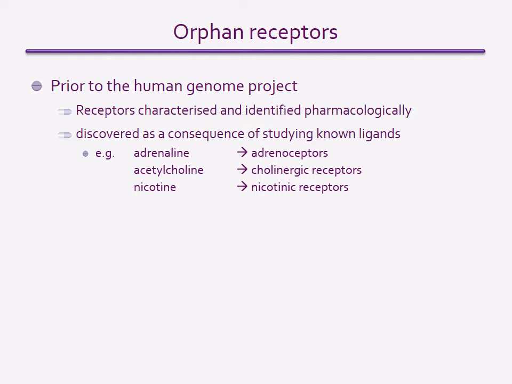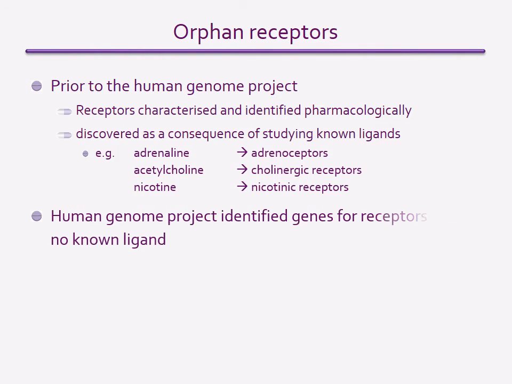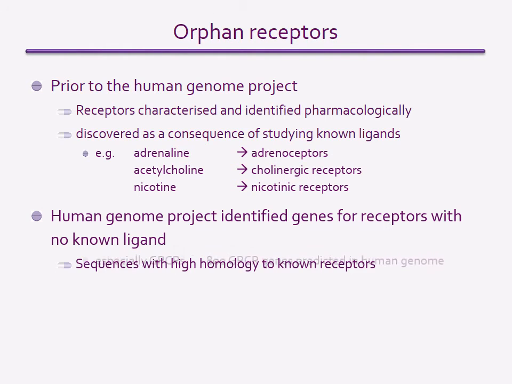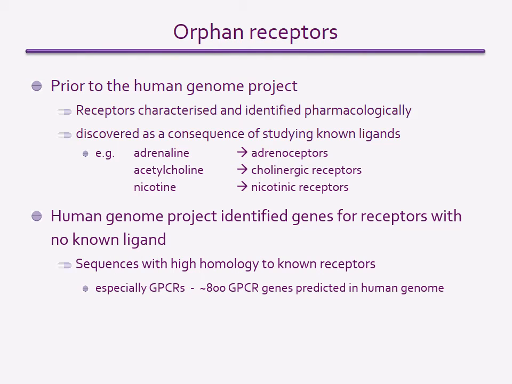Once the DNA sequences encoding the known G-protein coupled receptors were identified, studies of the remaining genome began to identify sequences with high homology to known receptor genes. But they were just sequences with no known function. They were presumed to code for unknown receptors, so were called orphan receptors. On the basis of structural homology, the human genome was predicted to contain about 800 unknown G-protein coupled receptors, or orphan receptors.